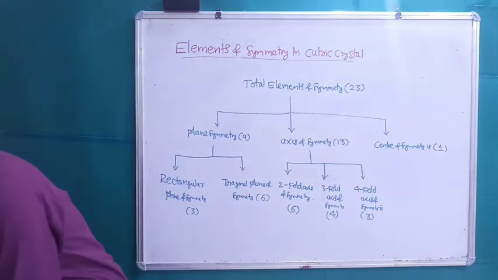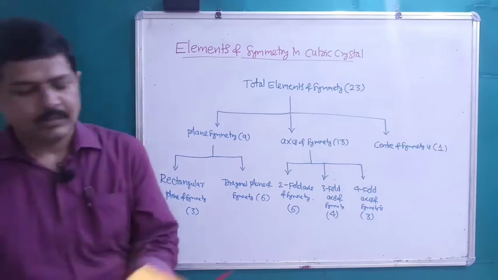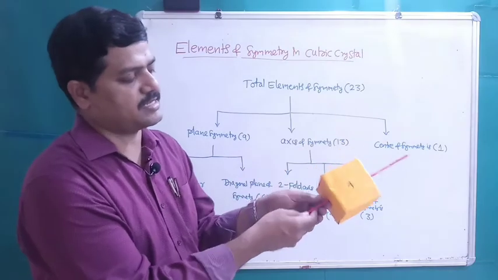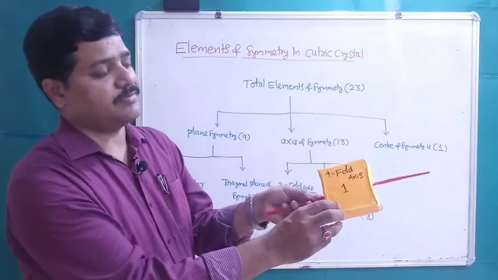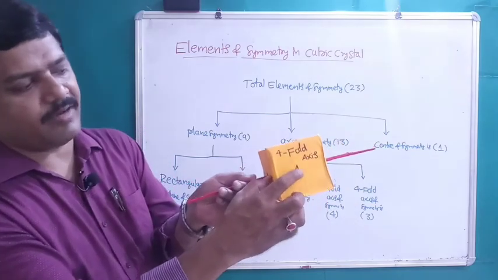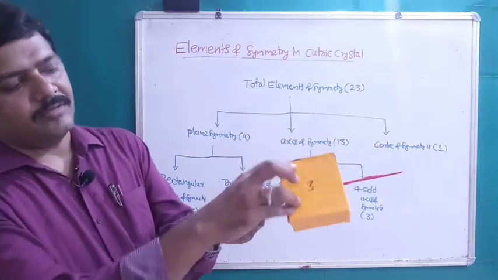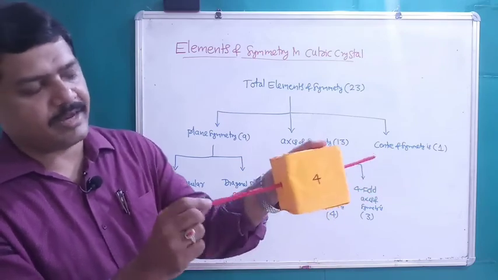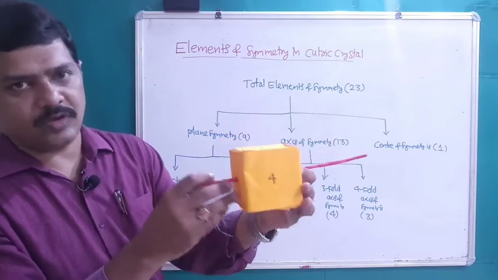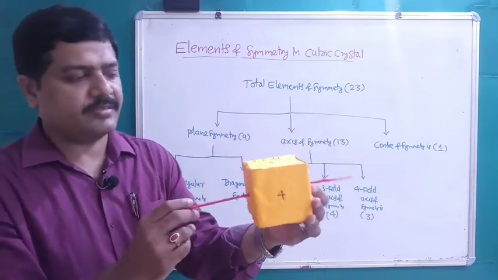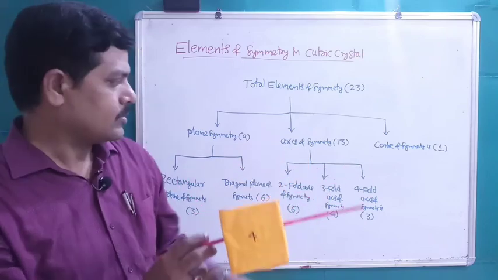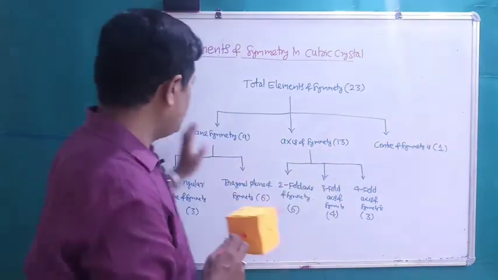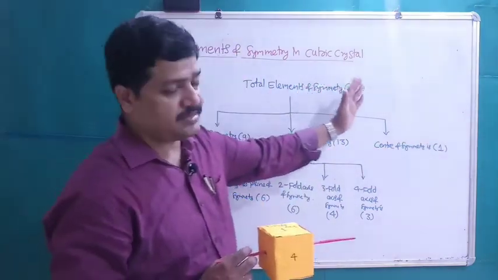Then four-fold axis of symmetry is the axis which passes through the opposite face centers. 90 degrees, this is 1, 2, 3, 4. It is called a four-fold axis of symmetry, which joins opposite face centers. The cube has 6 face centers, so 3 such axes are possible. Four-fold axis of symmetry is 3. Center of symmetry is 1. Total elements of symmetry is 23.